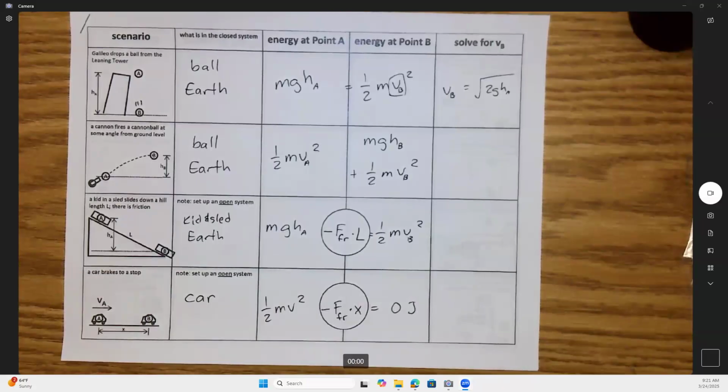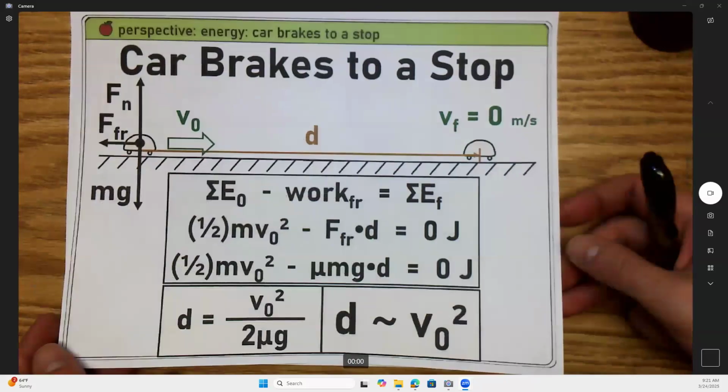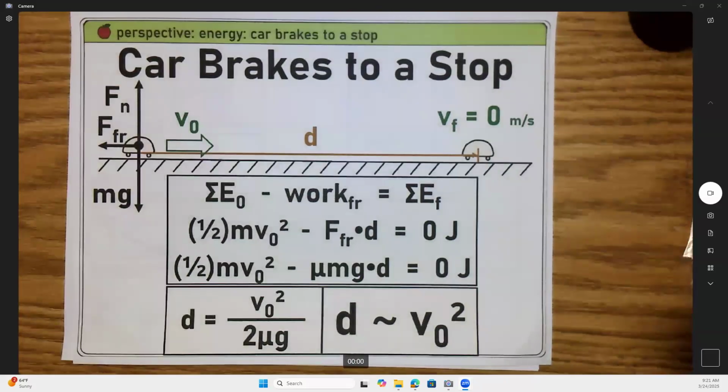Actually, I do have a poster just for that. Please see if I can dig this up real fast. How's this? Here's my car braking into a stop. Oh yeah. There's a whole poster just for that one right there, isn't it? Is that what we just did?